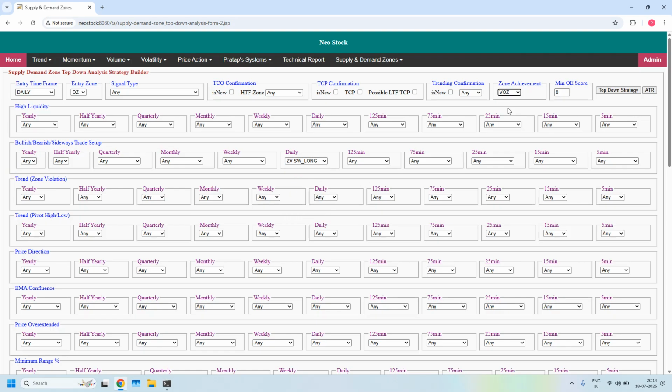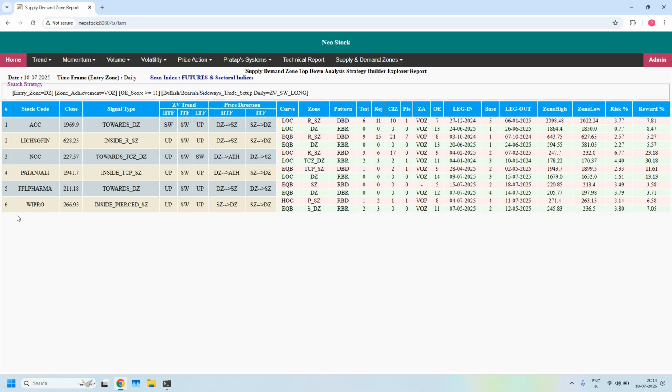Zone achievement violated opposing zone. Minimum order enhancer score 11 for sideways. With these filters, we got 6 stocks. All entry time frame zones are daily demand zones for monthly income trade, sideways long trade setup. Some of these zones already gave trades. Probably the previous reports might have helped you in getting trades in these zones.